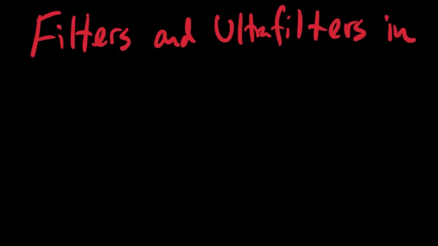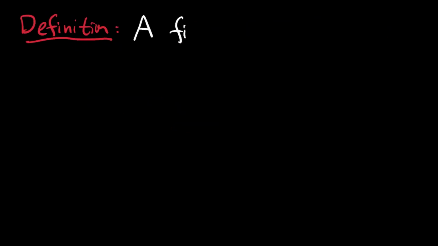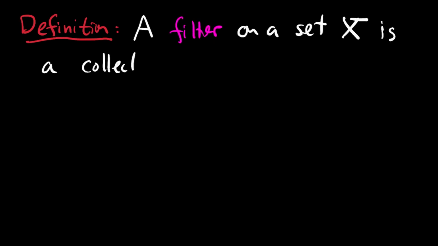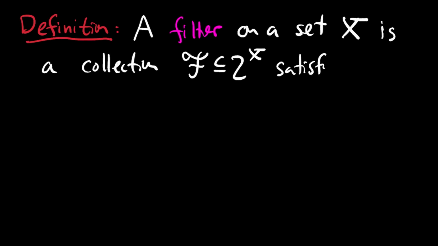In this video, I'm going to talk about filters and ultrafilters in topology. Let's begin with the definition. A filter on a set X is a collection of subsets of X satisfying some properties.